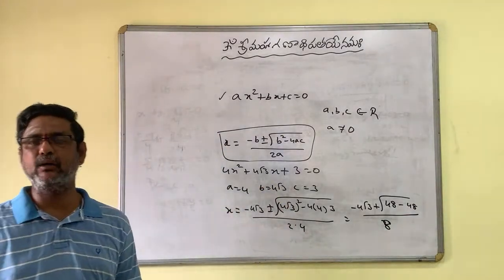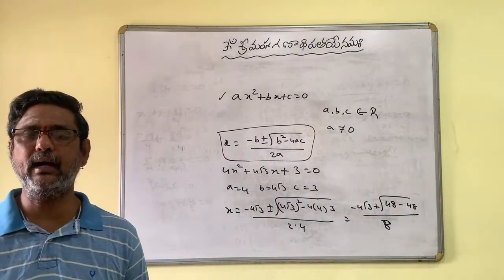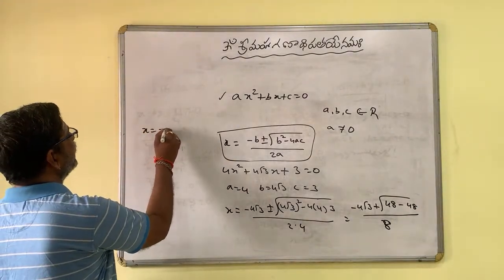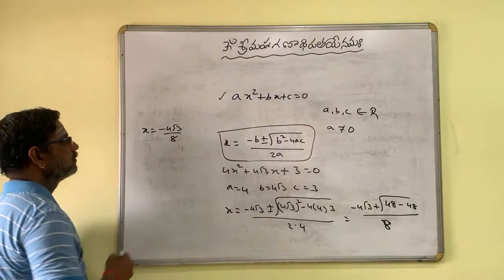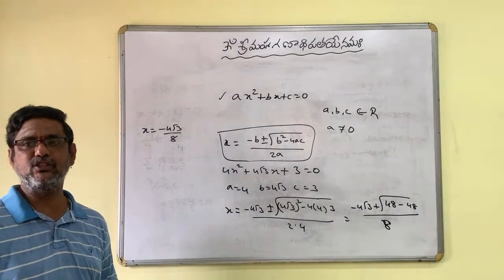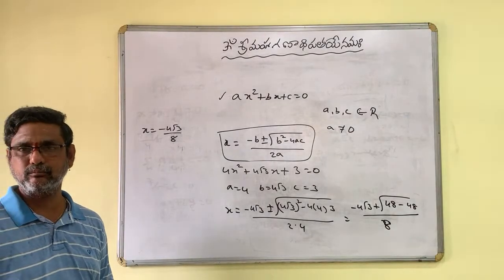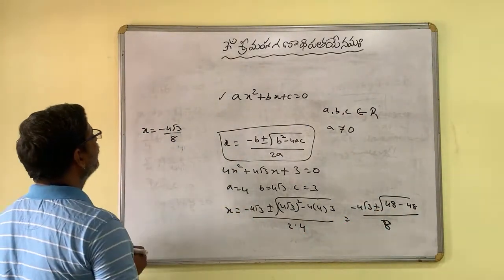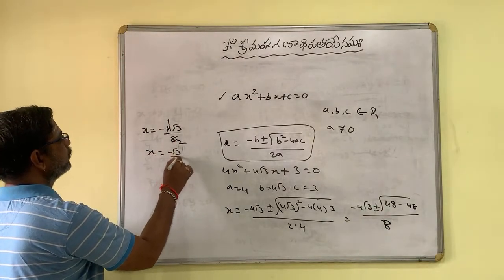So if you observe the value under the root, root over 48 minus 48, that is 0. So we will be left with x is equal to minus 4 root 3 by 8, because root over 0 is 0 only. Minus 4 root 3 plus 0, minus 4 root 3 only. Here I need to give plus or minus. Now 4 ones are 4, 2 fours are 8, x is equal to negative root 3 by 2.